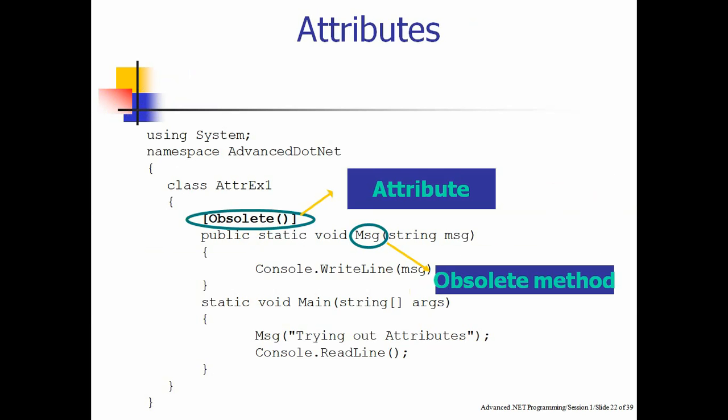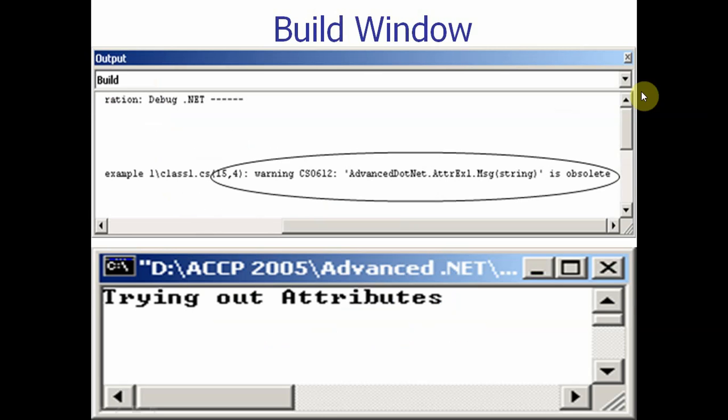We have given a message function here, and we have written obsolete before this function. So this is the attribute, and this is the obsolete method. This obsolete attribute indicates that the function will be obsolete after some time. It will give a warning, but it will execute as it is in the program. It will display the warning while we are compiling and debugging this program. You can see it in a snapshot when we are building this program.